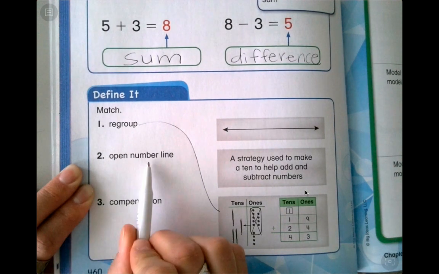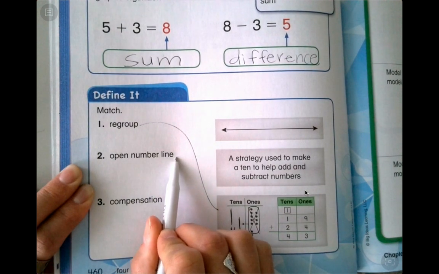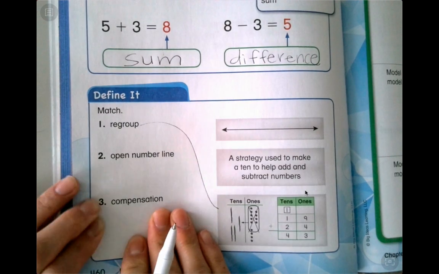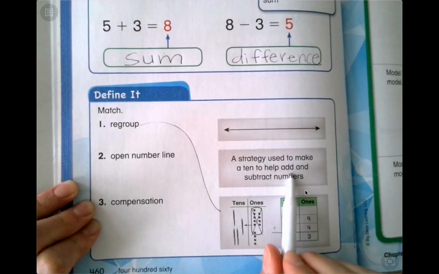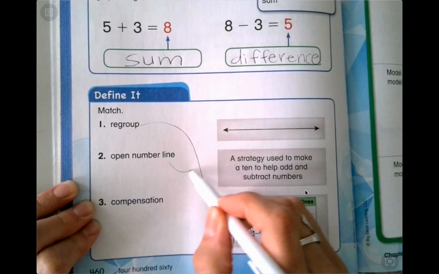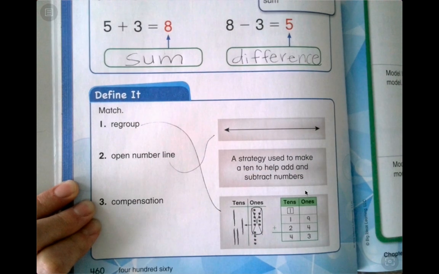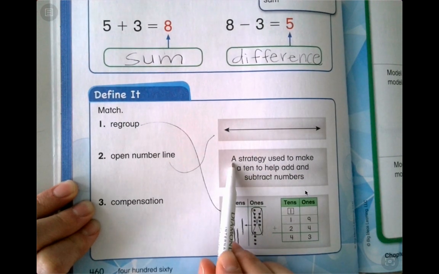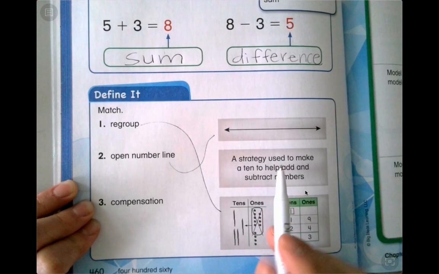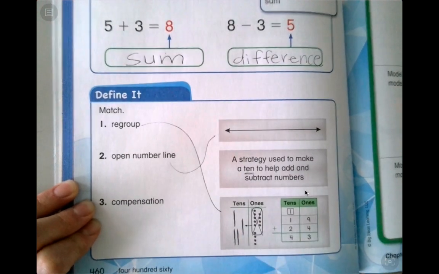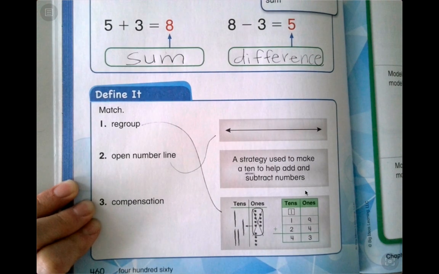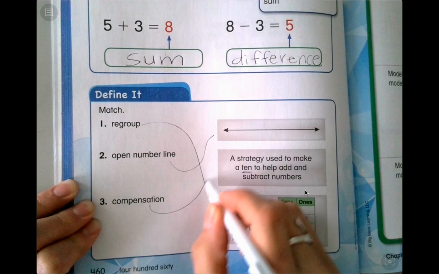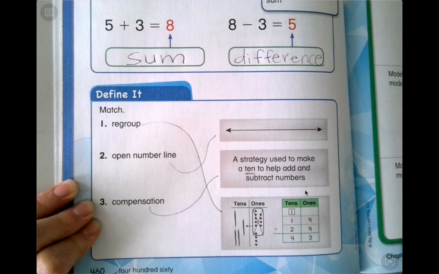How about an open number line? I'm going to pick on Chrissy. Is the middle a strategy used to make a 10 to help add? Oh, yes. Okay, compensation, obviously the last one, and it is correct. A strategy used to make a 10 to help add and subtract numbers. That one is, remember how you have changed the number. If you add one on one side, you subtract it on the other. Okay, compensation. Yes, Maddie. Thank you for raising your hand.